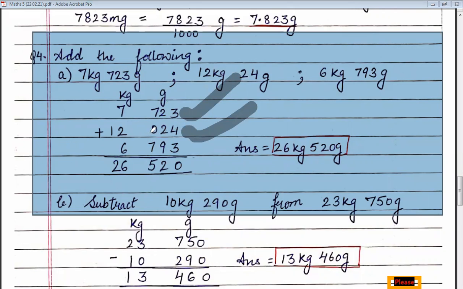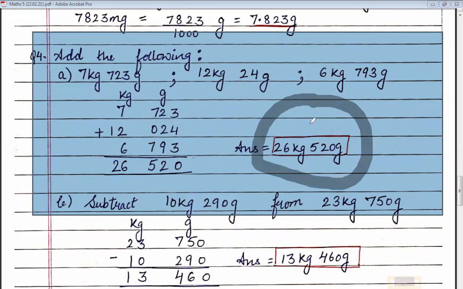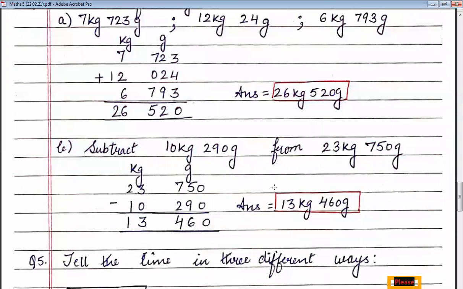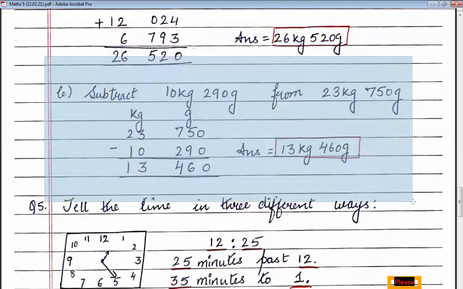So it is 12 kg 024 gram. And then last one is 6 kg 793 gram. So now children, after adding all these three values, you will get 26 kg 520 gram. Okay, students. So this is your A part. Now let's see our B part, that is the subtraction.